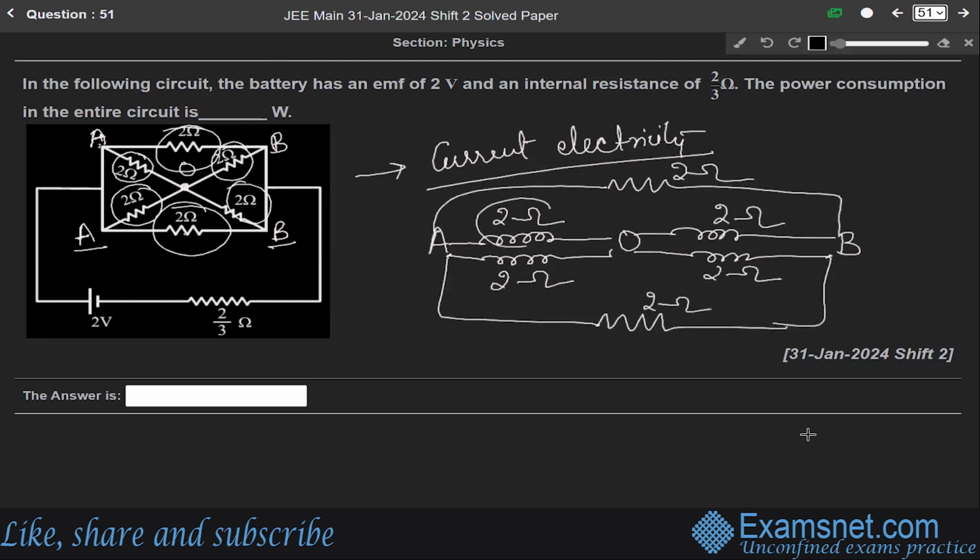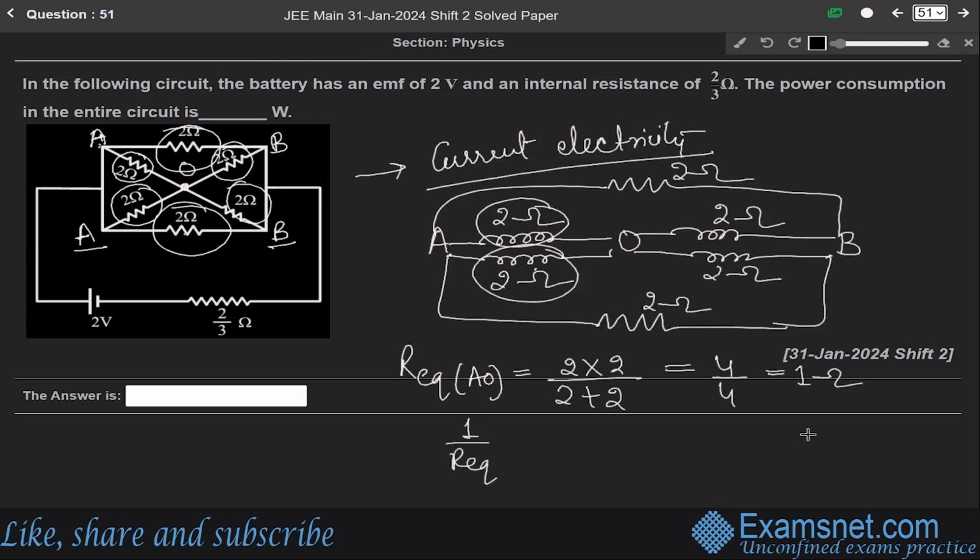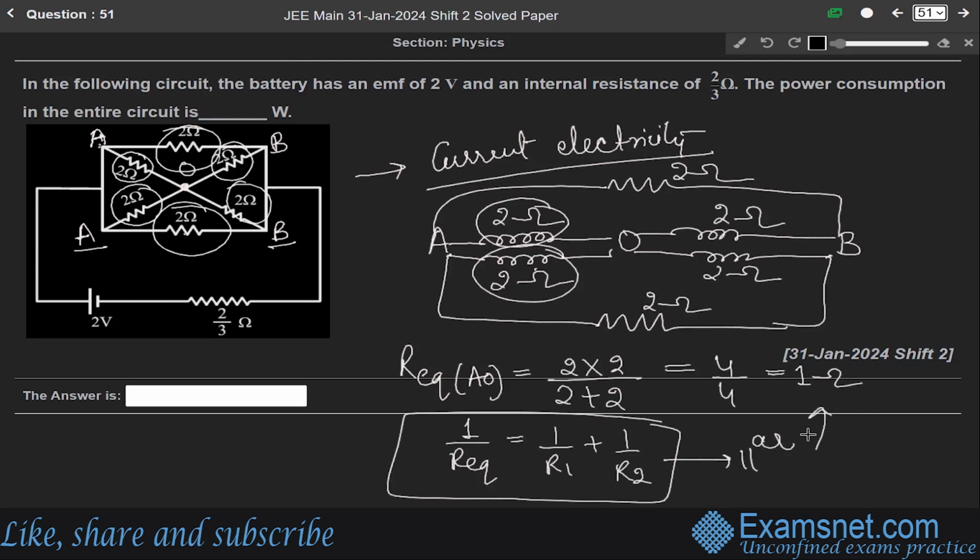So this 2 ohm and this 2 ohm are in parallel, so the equivalent for AO will be 2 cross 2 over 2 plus 2, equals 4 by 4, equals 1 ohm. Using the formula for parallel combination, 1 over R equivalent equals 1 over R1 plus 1 over R2, we get R equivalent equals 1 ohm. So their combination is 1 ohm.